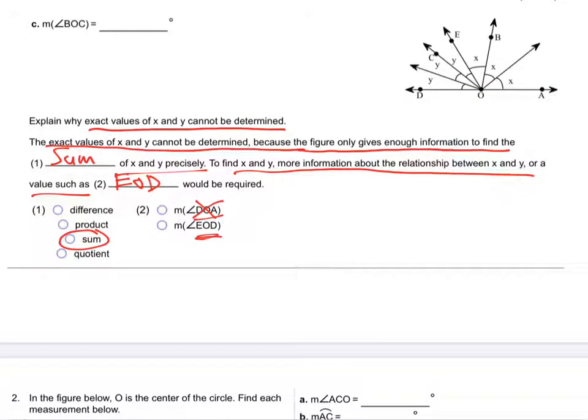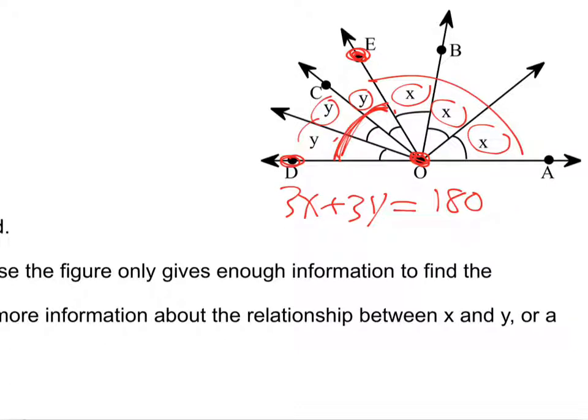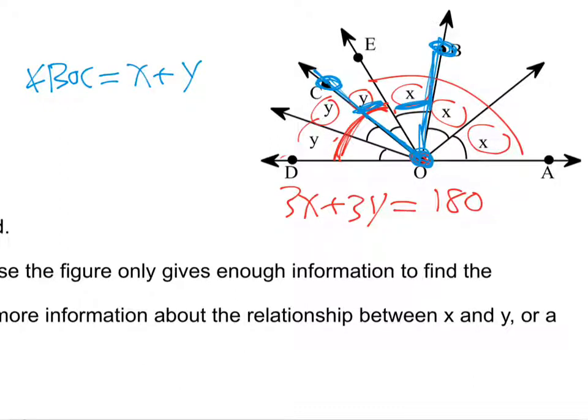Is that good? Here, it wants the measure of angle BOC. Let's go back to BOC and take a look. So, erase all this again. So BOC, where's that? What's BOC going to be? This and this. So angle BOC is x plus y. It's just a single x and a single y. Does that make sense? It's just this x and this y. That's BOC.